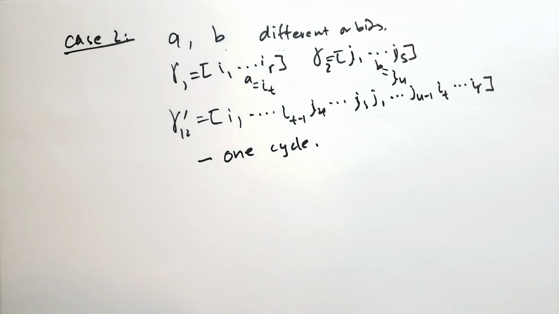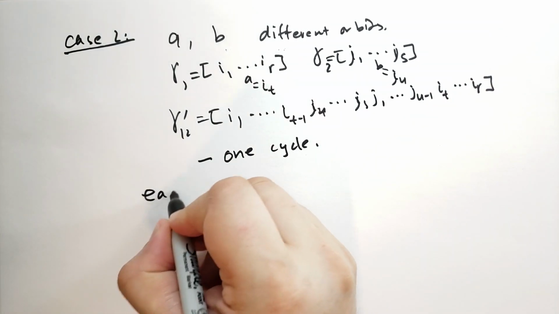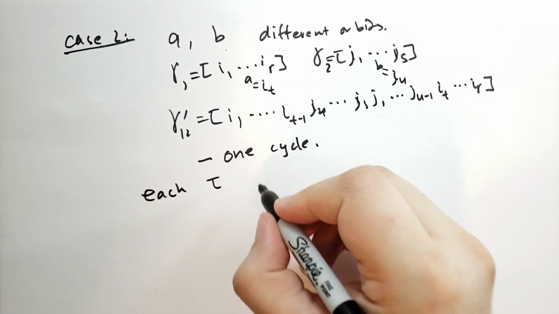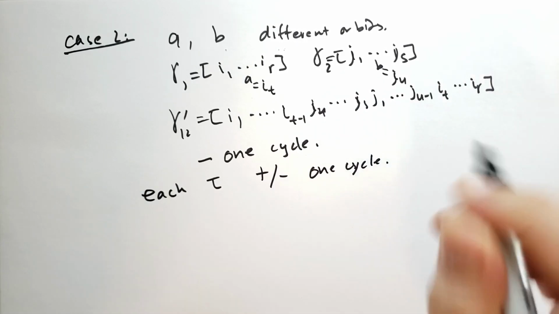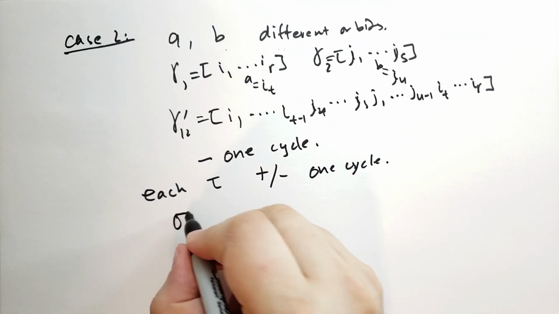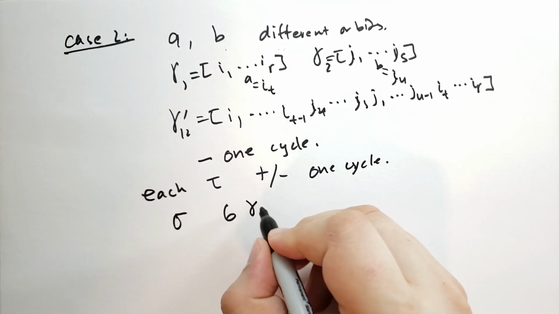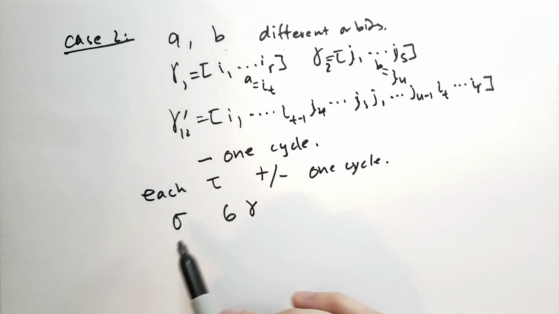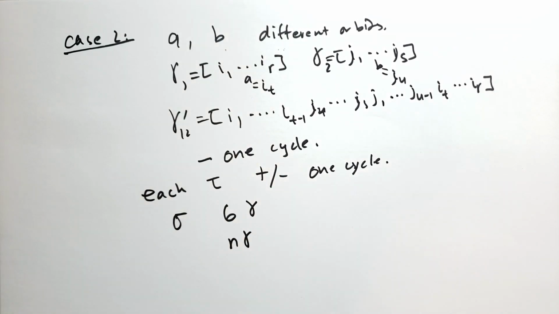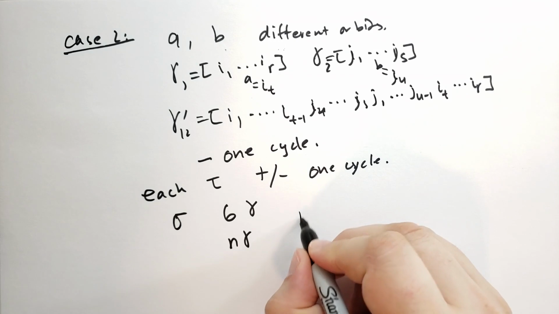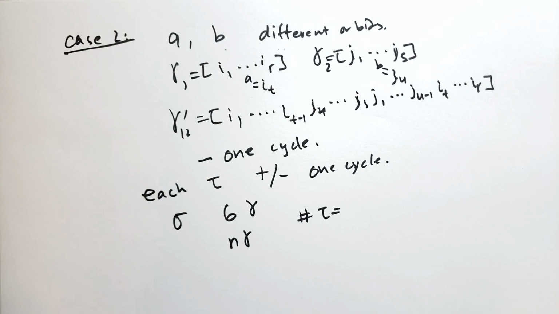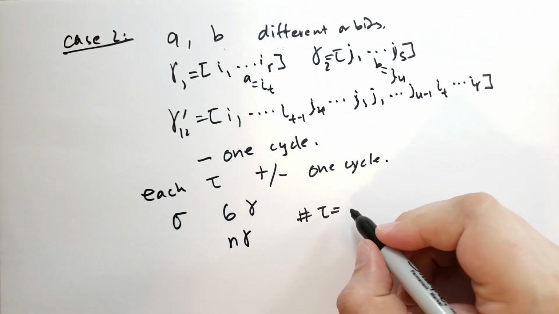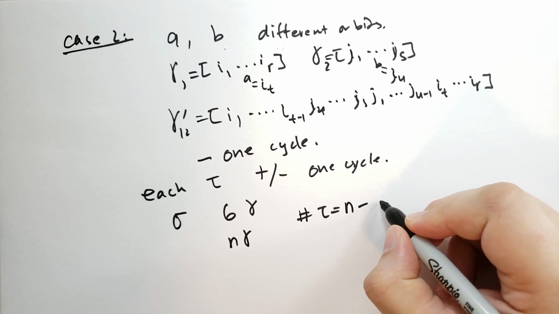Okay, so the net effect is that each transposition can either increase or decrease by 1 cycle. Okay, so if you have sigma with, let's say, 6 gammas, okay, in order to get to the identity, you need n gammas. Okay, so how many transpositions does that require? That's going to require number of transpositions is going to be number of elements in the sequence is the maximum number minus the number of orbits.